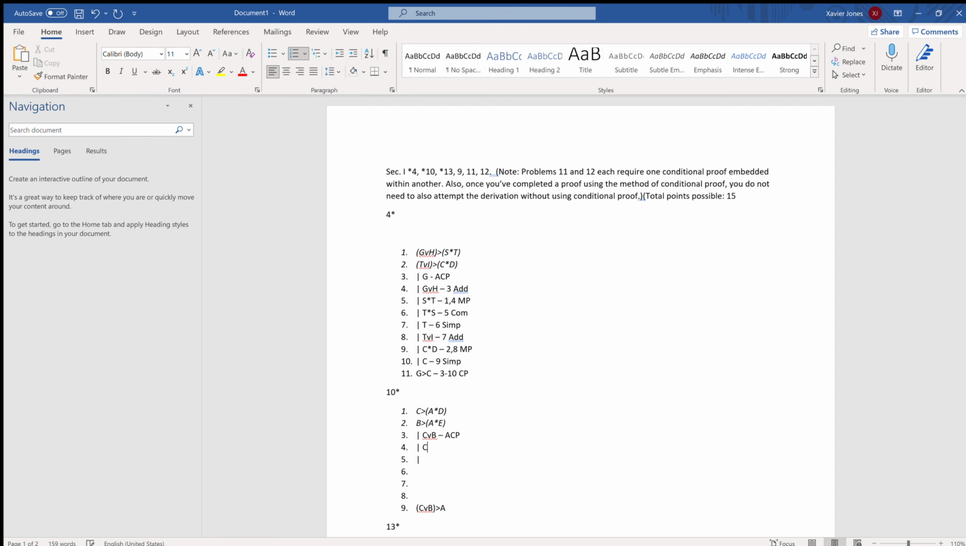Okay, let's do this the other way around. C, assume conditional proof, C or B. There we go. We're going to add on there. So now we have both C and C or B. Which is a step in the right direction, I imagine. Or maybe it's not, who knows.